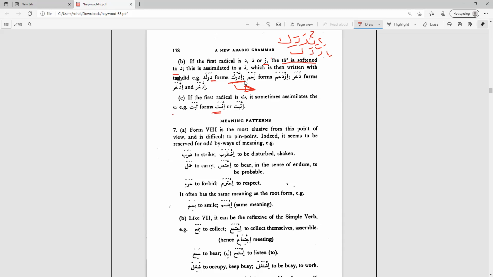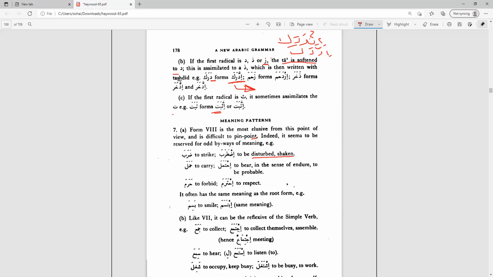Okay. Meaning patterns: we're talking form 8, not 7, and it is the most elusive form from this point of view. It is difficult to pinpoint the meaning pattern. Daraba means to strike, iddaraba means to be disturbed or shaken. Hamala means to carry, ihtamala means to bear, in the sense of endurance or something like that. Harama means to forbid, ihtarama means to respect.